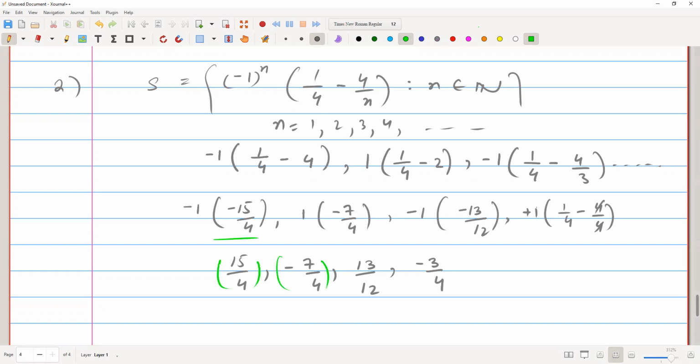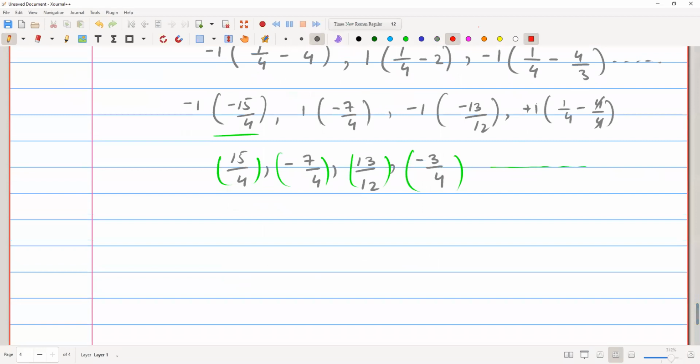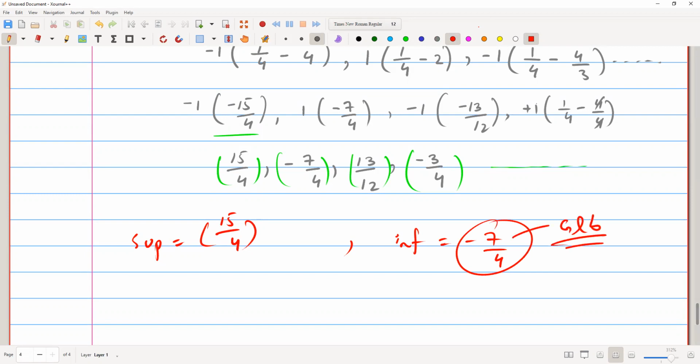For n equals 2, this. For n equals 3, this. For n equals 4, this, and so on. We can construct the set, but we can see that no number greater than 15 over 4 we can get in this set. So clearly the supremum of this set is 15 over 4, and no number lesser than -7 over 4 we can get in this set. So the infimum will be -7 over 4, because it's the least element we can get in the set. So it's the greatest lower bound, and this is the least upper bound, because this is the maximum of all elements from the set.